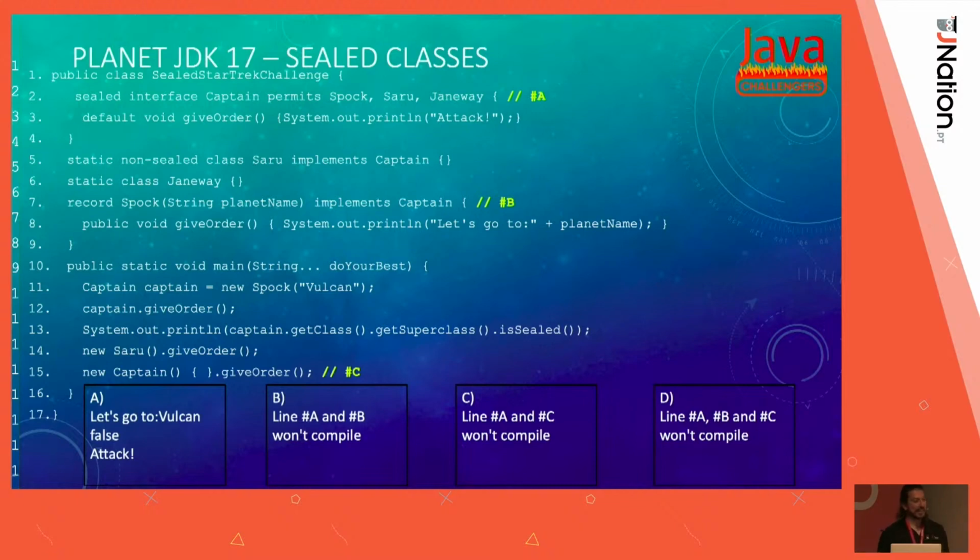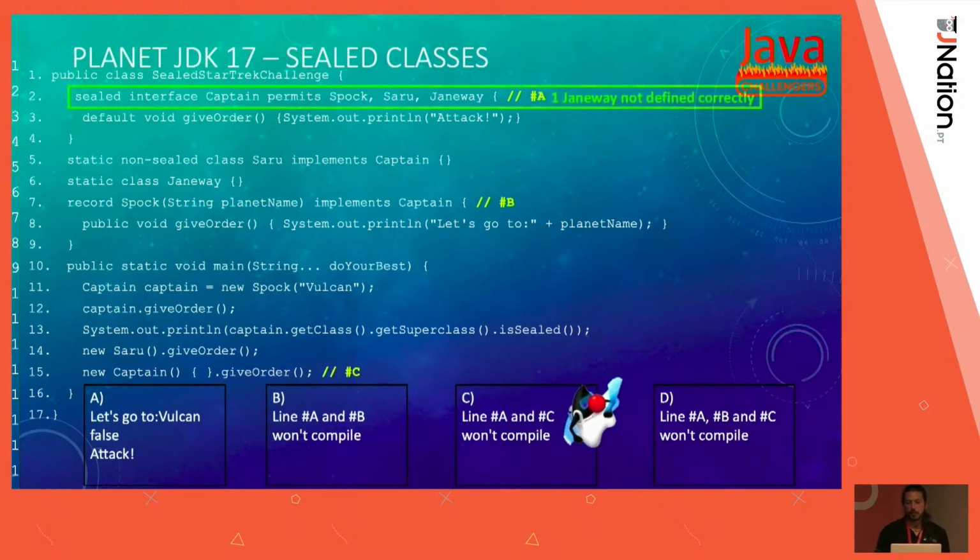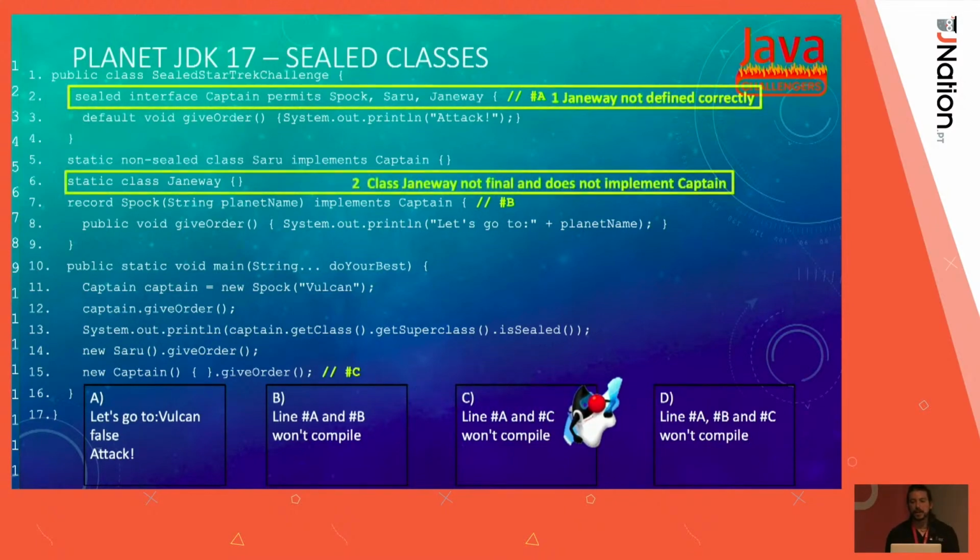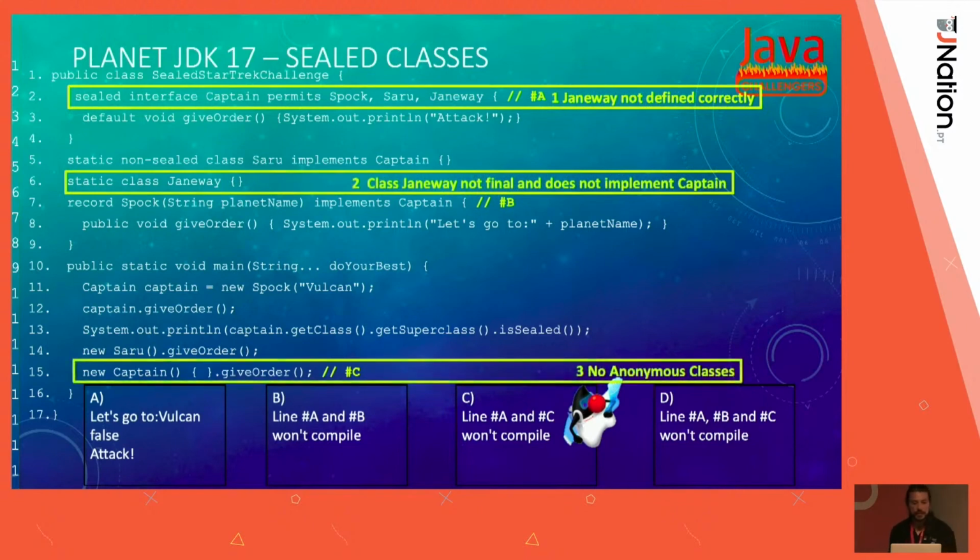OK, so we can go through this one very quickly then. We are using the permits clause, implement. Let's see the answer. So the answer is C. Why? Because, as you can see, the JNation class is not defined correctly. It's not final, and it doesn't implement captain. Every time you use the permits clause, the class in the permits clause has to be final, or it has to implement the parent class.